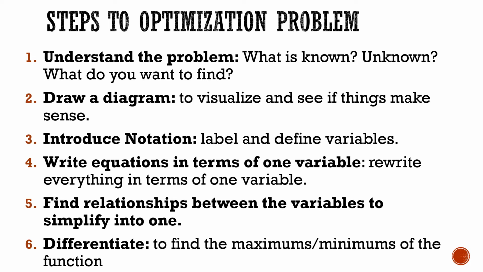Next, you want to find relationships between the variables. Usually those relationships can be found in the statement. Usually they'll give you some other type of formula to use to find those relationships. You just have to pick it out of the scenario. And then lastly, you want to differentiate. By differentiating, you're finding your maxes and mins when you set it equal to 0.